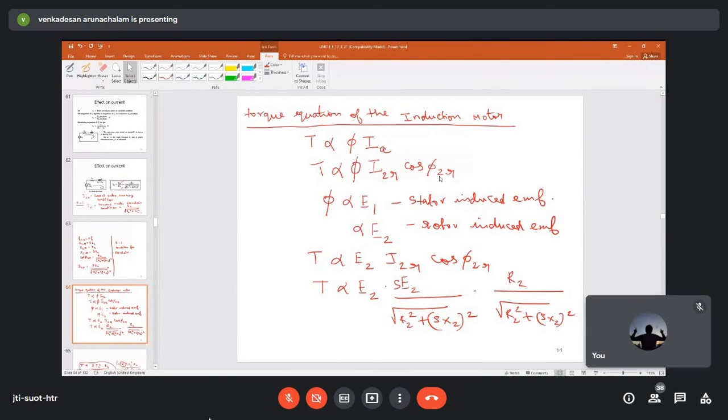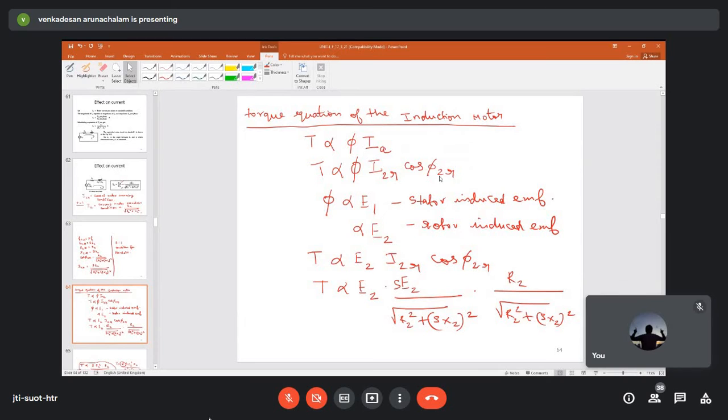So what is the torque equation of DC motor? Torque is proportional to phi into Ia, right? Very crude way we can understand this. Torque is the interaction between the flux and the current carrying conductor which is placed in that magnetic flux. Because of the interaction of these two only, you are getting the torque. So simply I can write torque is proportional to phi into Ia, in the case of DC motor.